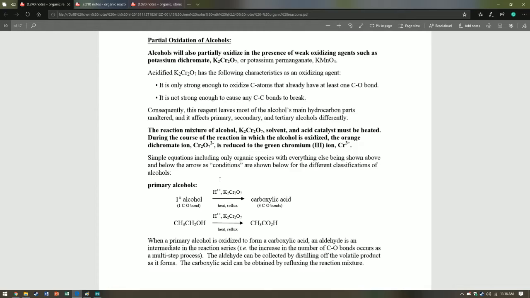Alcohols will partially oxidize in the presence of weak oxidizing agents such as potassium dichromate or potassium permanganate. Acidified dichromate is only strong enough to oxidize carbon atoms that have a C–O bond, but not strong enough to oxidize any carbon-carbon bonds. So it'll keep the carbon chain intact. However, it will oxidize carbons that have a C–O bond.